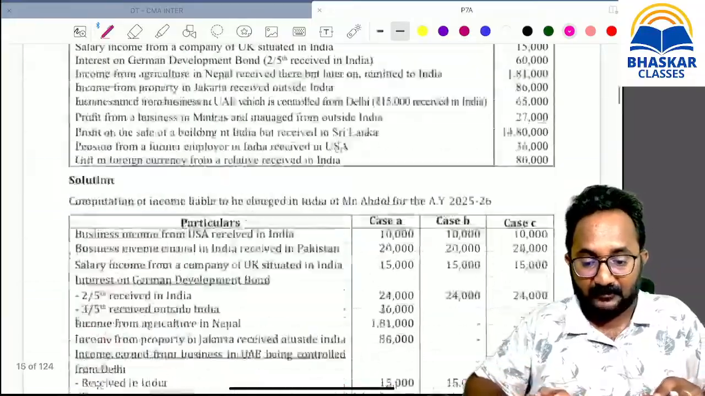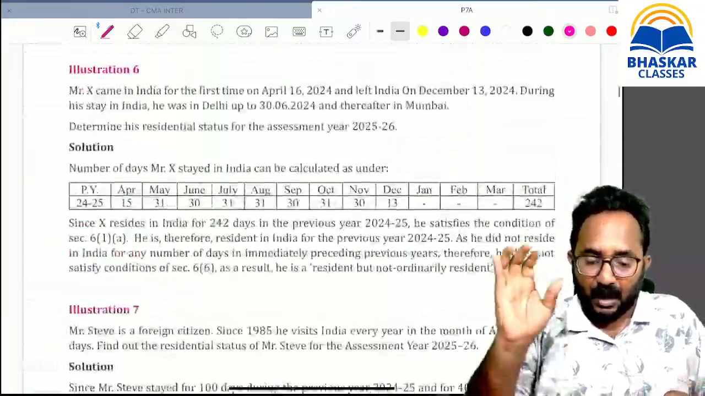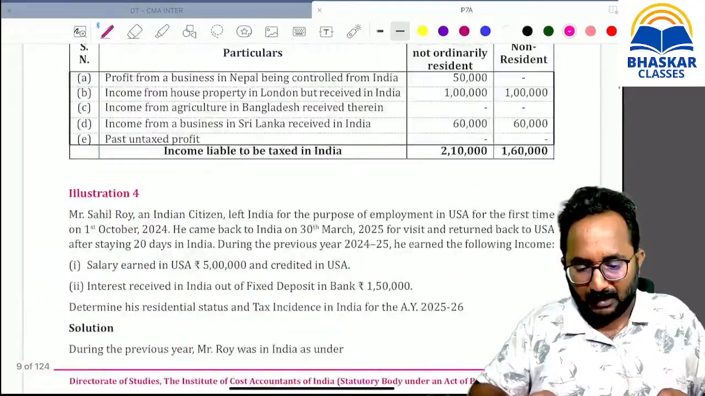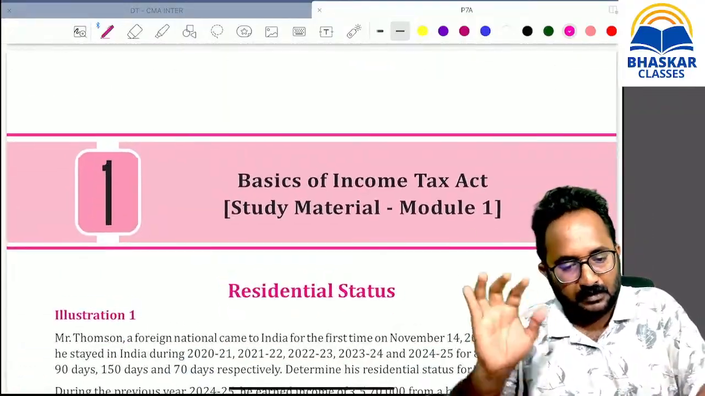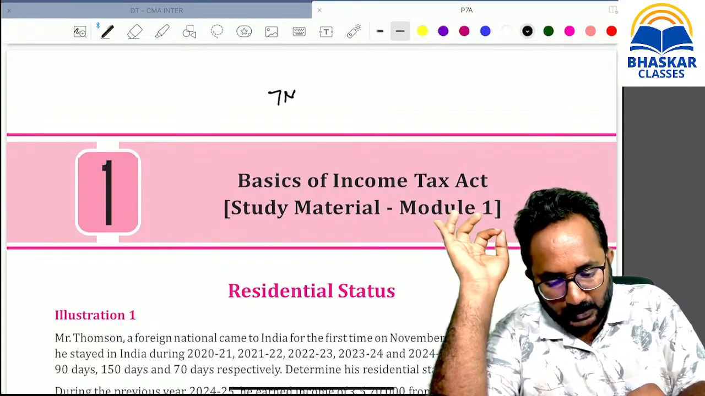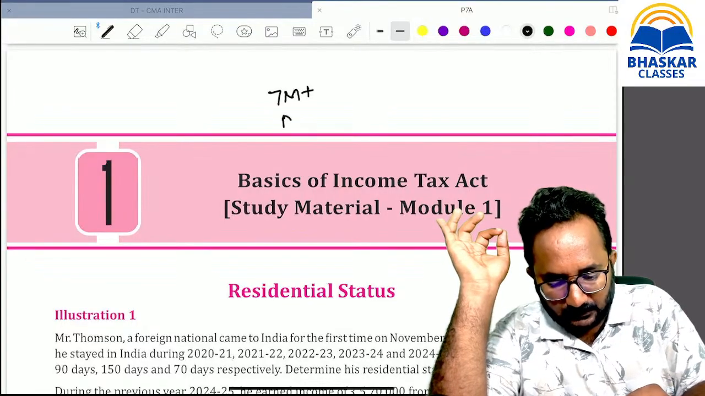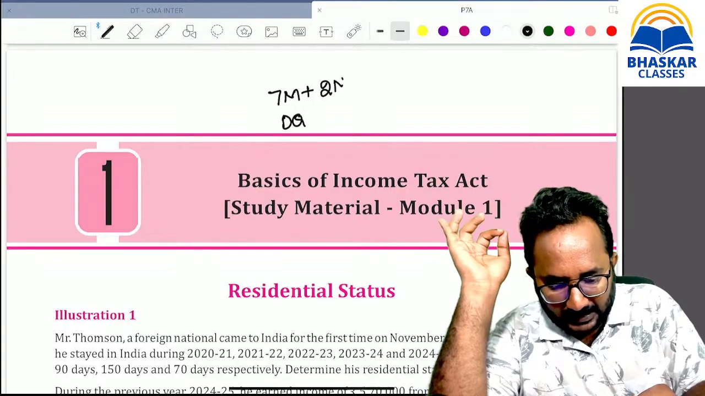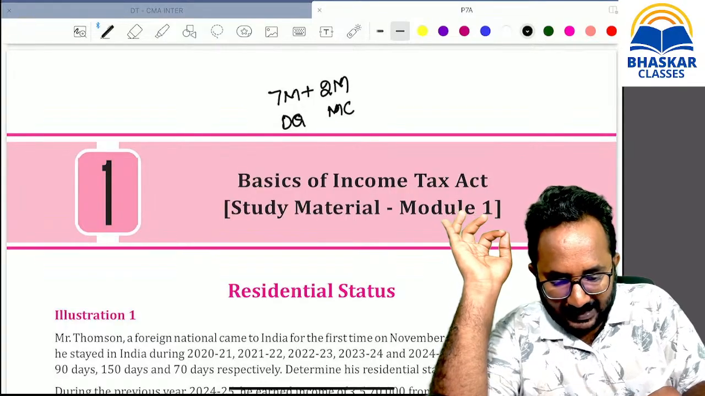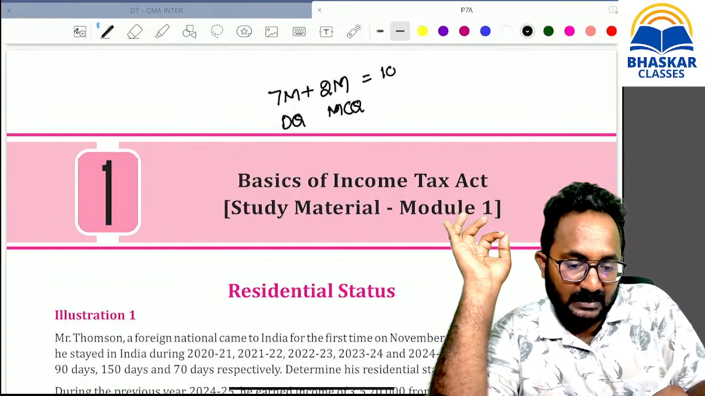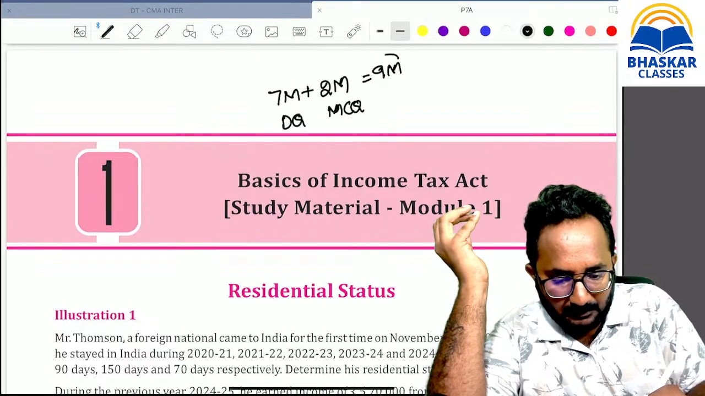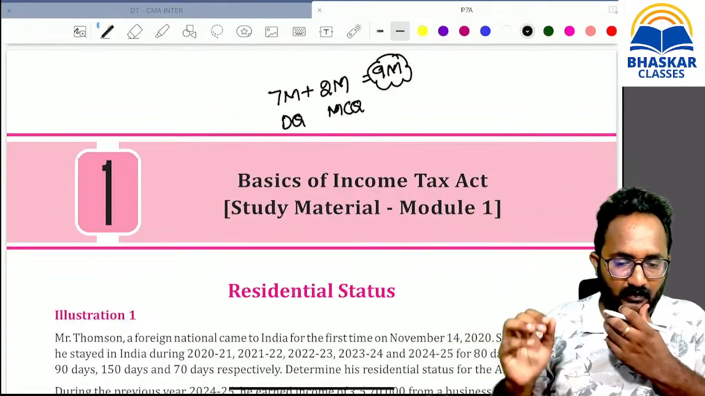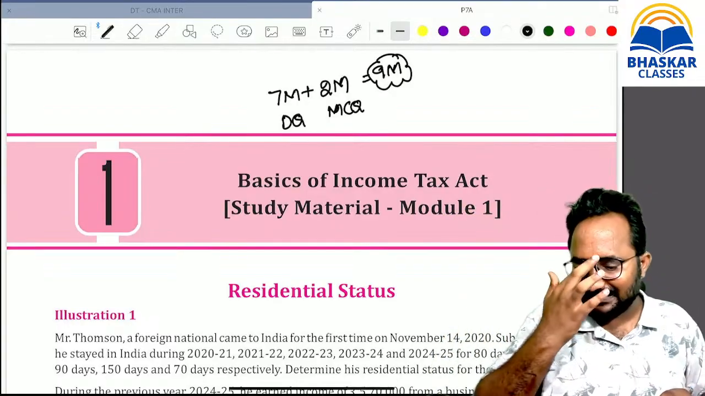What is the weightage of residential status? Surely 9 marks. A 7 mark descriptive question and 1 MCQ you will get. So that's why this has a weightage of 10 marks. That's why tomorrow we can meet up and discuss and close this chapter, residential status.